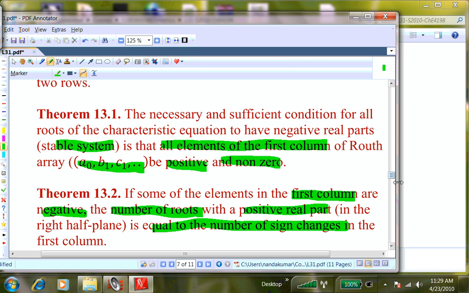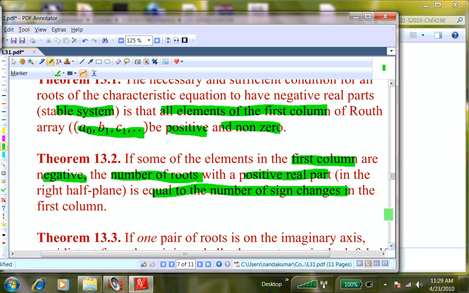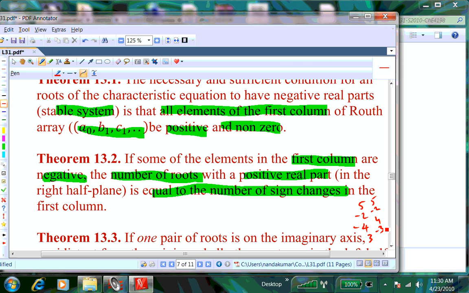So what does that mean? You need to be careful in interpreting that. Suppose I give you the first column set of numbers, that is 5, minus 2, 4, and 3. How many sign changes are there? 2. So there are 2 roots on the right hand side. Still two, right? But if I had given you 5, minus 2, 4, minus 3, then there are 4 roots on the right hand side.